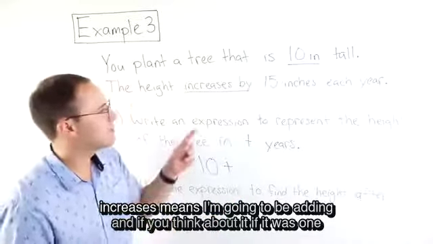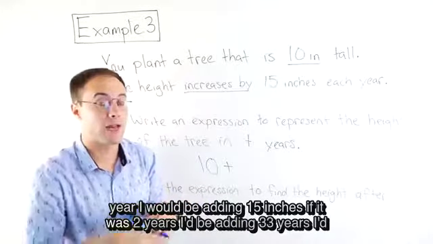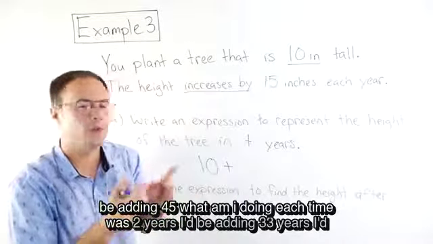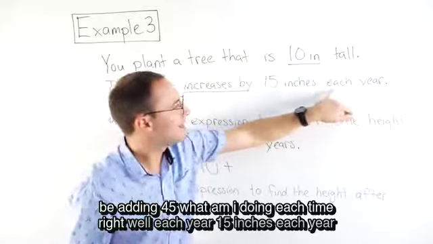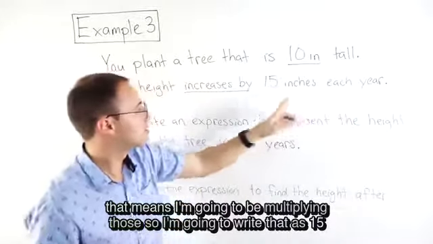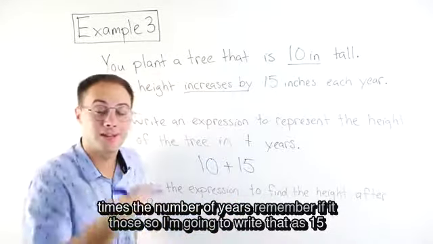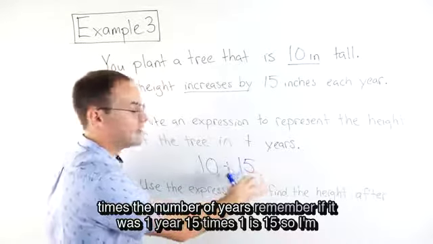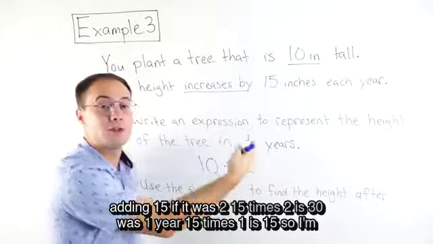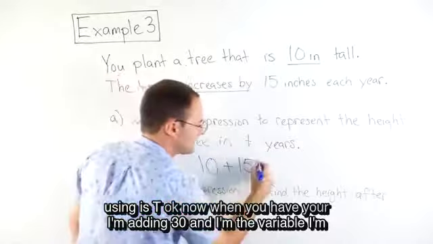Increases means I'm going to be adding. And if you think about it, if it was 1 year, I would be adding 15 inches. If it was 2 years, I'd be adding 30. 3 years, I'd be adding 45. What am I doing each time, right? Well, each year, 15 inches each year, that means I'm going to be multiplying those. So I'm going to write that as 15 times the number of years. Remember, if it was 1 year, 15 times 1 is 15. So I'm adding 15. If it was 2, 15 times 2 is 30. I'm adding 30. And the variable I'm using is t.